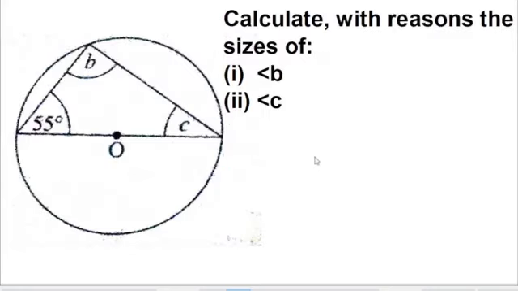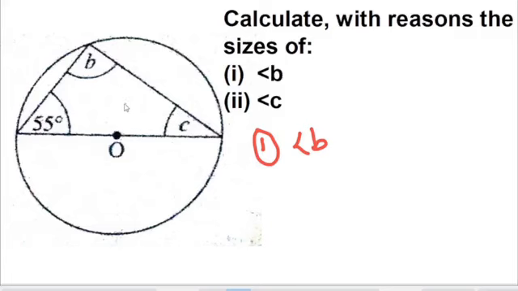This is our first question right here. Calculate with reasons the sizes of angle B and angle C. We have been given a circle with a triangle, and the angles marked B and C. We start with the first question, where they want us to find angle B. How do we find angle B?